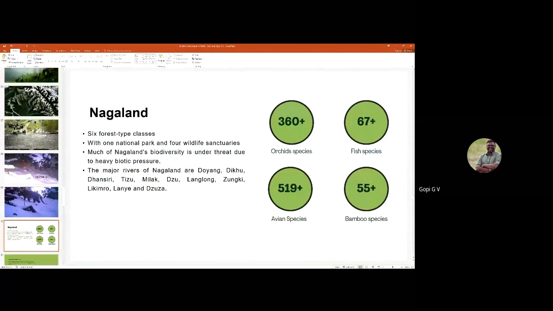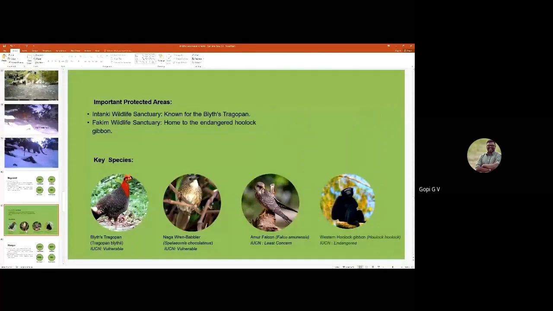Then coming down to Nagaland, again a lot of major rivers are there, and a lot of protected areas like Intanki Wildlife Sanctuary. You have tiger distribution sometimes coming into Intanki from both the Myanmar side and the northeastern hill side. It is known for the blyth's tragopan, a very important pheasant species that we have, a colorful bird.